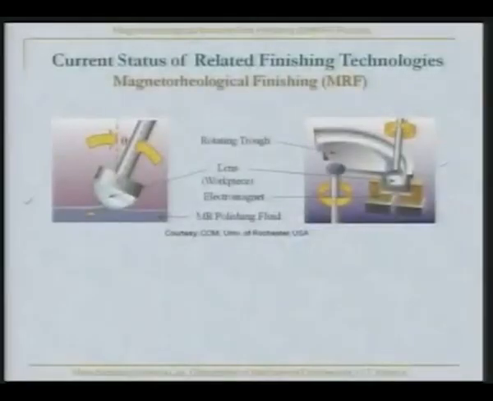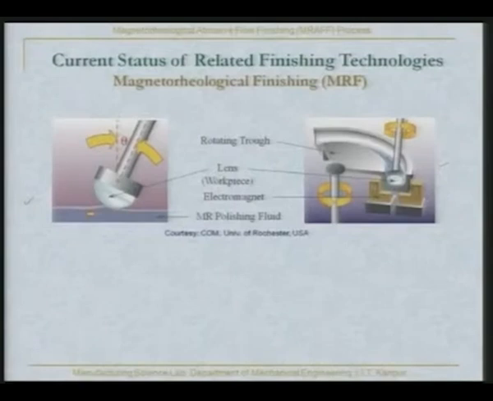Now, when this MR polishing fluid comes under the influence of a magnetic field, it gets stiffened, and once it gets stiffened, the abrasive particles which are part of the MR fluid come and finish the lens. Now, if you see on the right side, here is the MR fluid and the arrow indicates the direction of movement of the MR fluid, which consists of abrasive particles also.